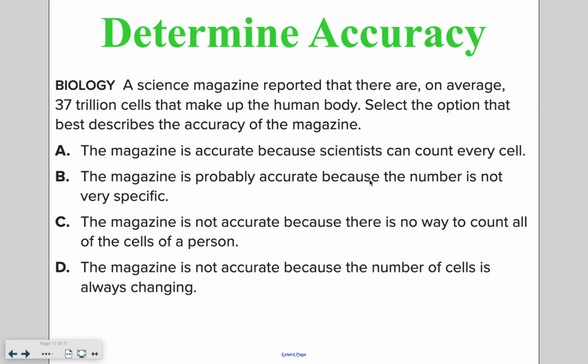Go ahead and try this one on your own. Given this scenario, the best description here is B. The magazine is probably accurate because the number is not very specific. 37 trillion is 37 with 12 zeros after it. Those 12 zeros, those 12 place values could be filled in with any amounts of numbers. So it's easy to round and fluctuate on this one.